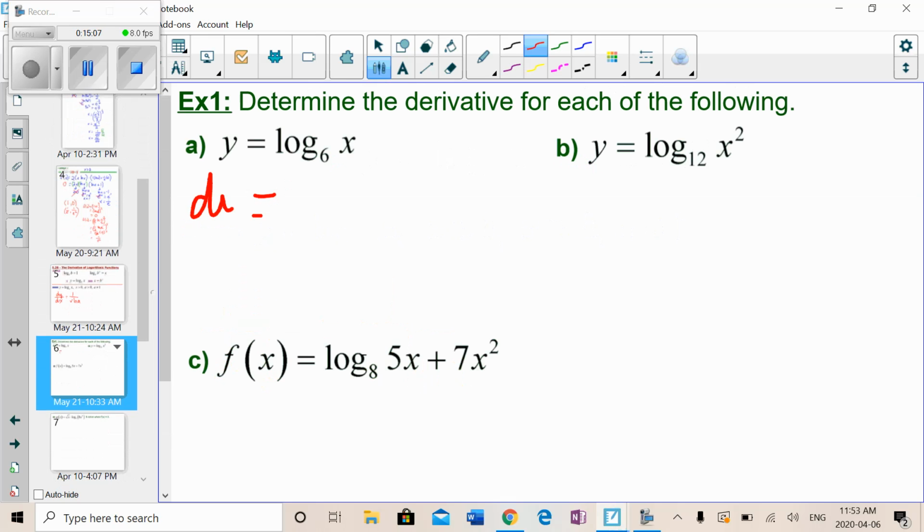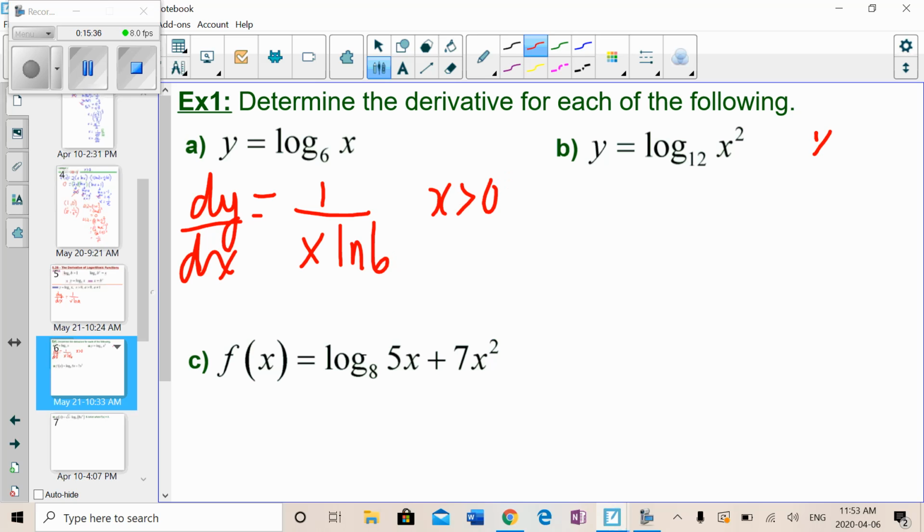dy dx. Just like ln, it's 1 over whatever you're logging. So in this case, it's 1 over x, but you then have to ln 6. And you really just need to learn these rules and watch your domain here. So x is going to be greater than 0 because you can only ln things or log things that are greater than 0. And here as well, if you want to do your domain right off the bat, x is greater than 0 because you can only log things that are greater than 0.